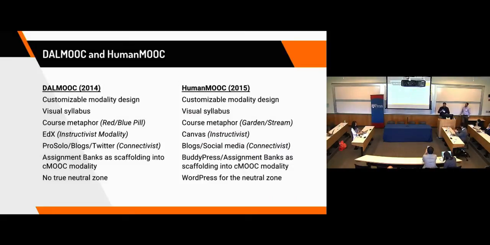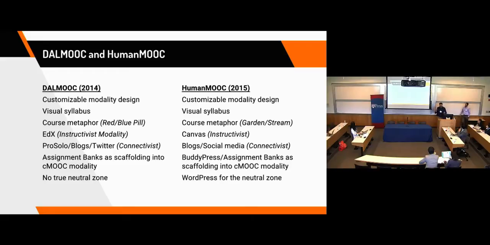Two of the MOOCs that we did were the Data Analytics and Learning MOOC, which was in fall 2014. George Siemens, Carolyn Rose, Ryan Baker, and Dragan Gasevic were the instructors for that course. This used the dual layer framework, which again we coined the customizable modality design. This course had a visual syllabus where students could come in on a WordPress site and see information and move out from there. That was the closest thing to a neutral zone that it had. And then a course metaphor of the Matrix and the red pill and blue pill. You can pick your pathway.